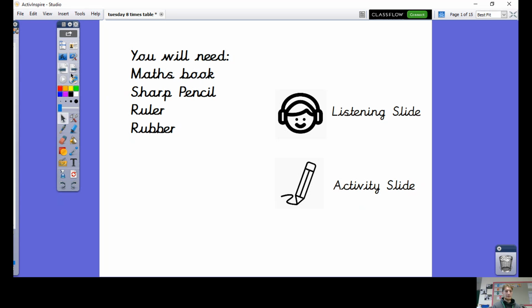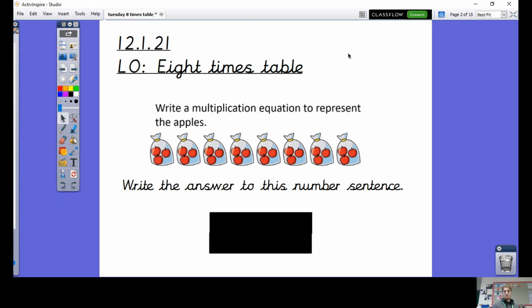Fantastic. So we're going to be looking at the 8 times table again today. Before we start, let's just put the date in our books, the learning objective, and then see if we can answer this question here. I should have put an activity slide logo there, but pretend there's one there. Pause the video to do all of that though.